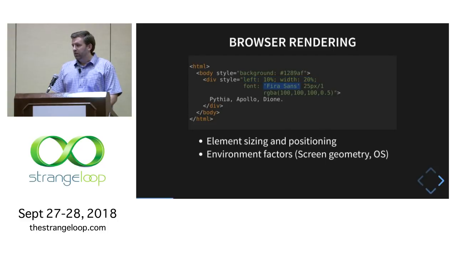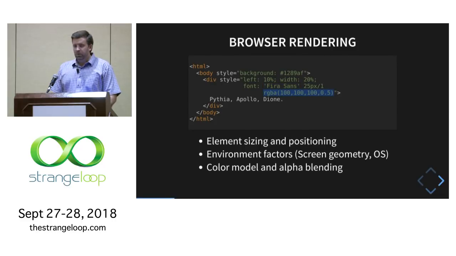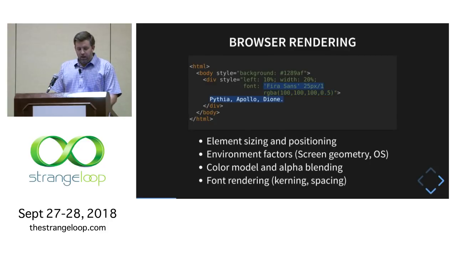There are environmental factors like the geometry of the browser window, and what operating system fonts happen to be installed. The test oracle needs to correctly simulate the color model and things like alpha blending. Font rendering is a fairly big problem because subtle differences in kerning and spacing of the fonts can shift elements on the page such that they fall off to the next line and your whole page looks completely different.